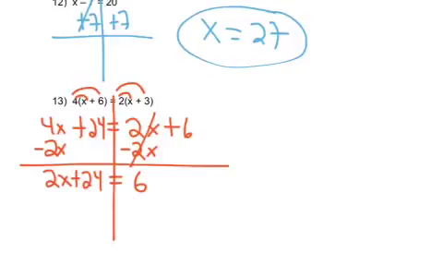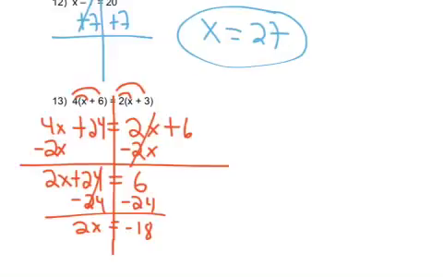Now it's like those problems we've been practicing with earlier. I'm going to subtract 24 from both sides. They cancel to give me 2x equals negative 18. And then the final step, remember the opposite of multiplying is dividing. So I divided each side by 2. So x equals negative 9.